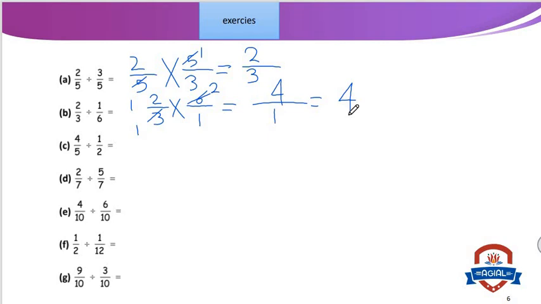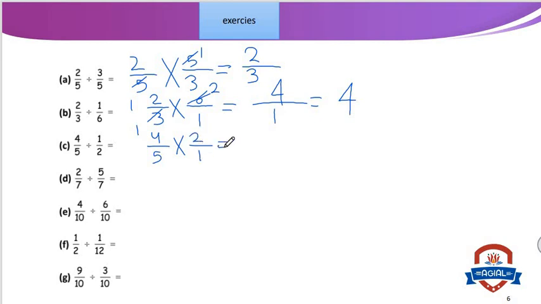Letter C. 4 over 5 divided by half. Yes. Leave, exchange, flip. Leave 4 over 5 again. Exchange, divided by become multiply. Flip 1 over 2 become 2 over 1.